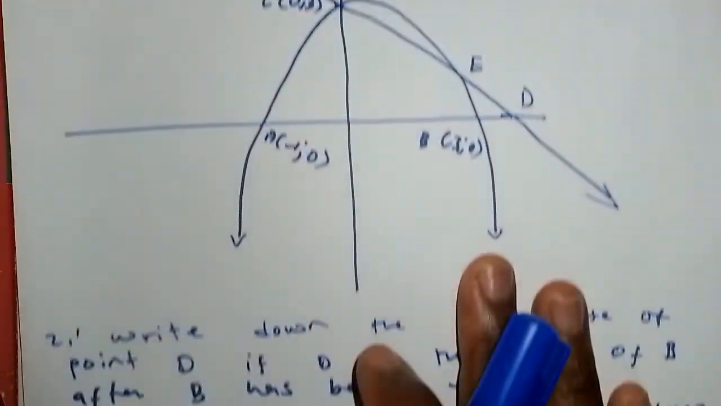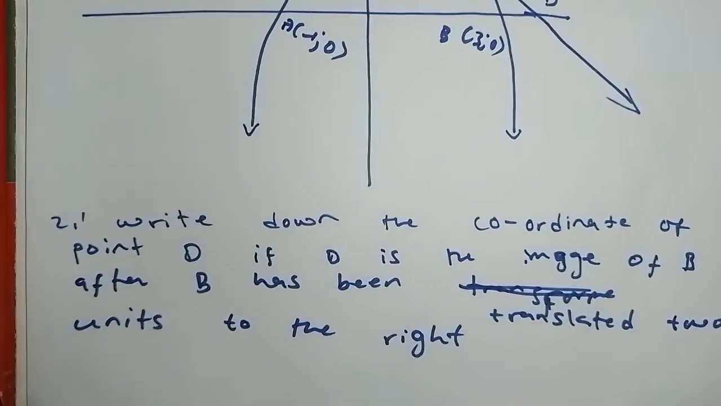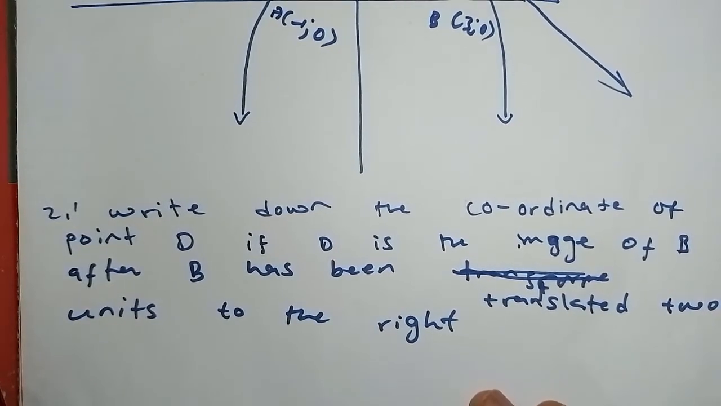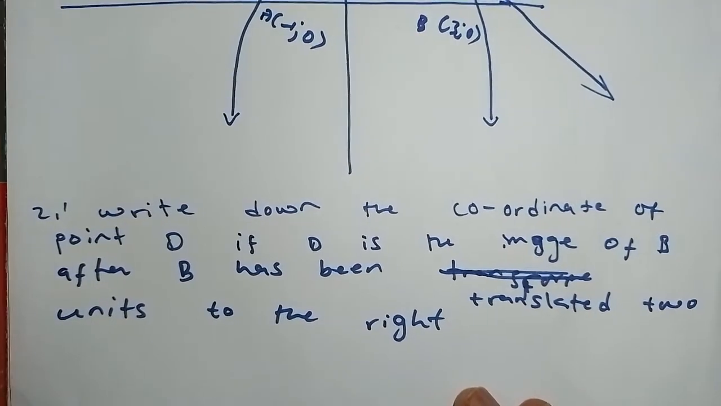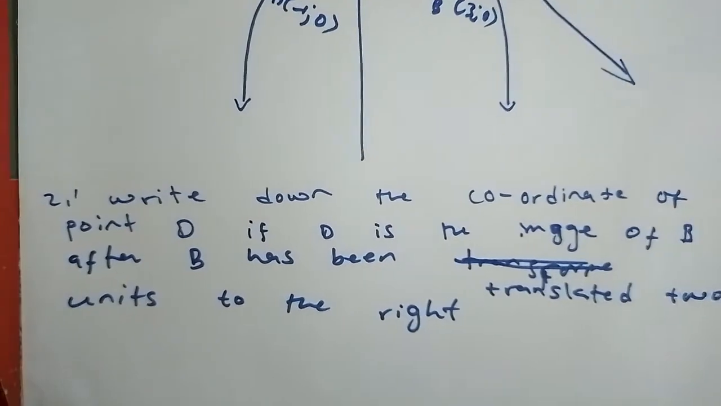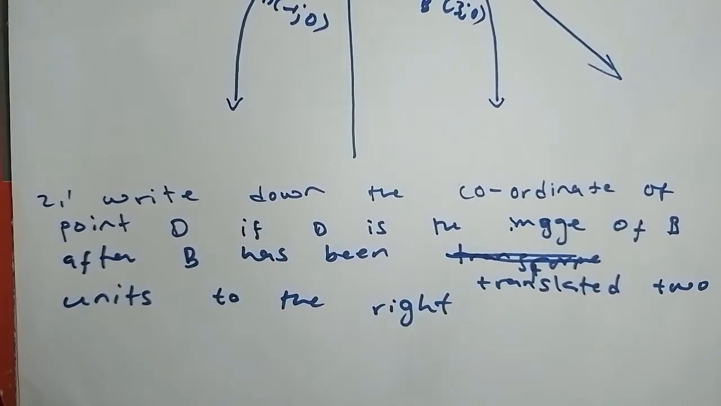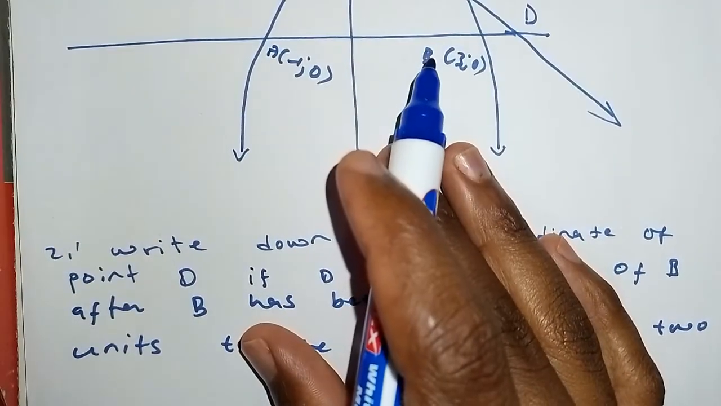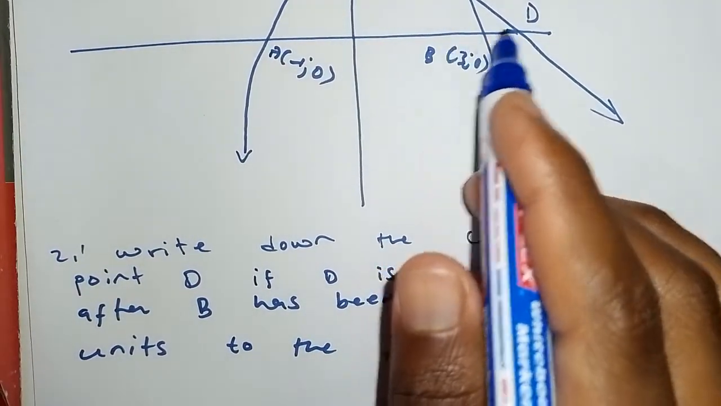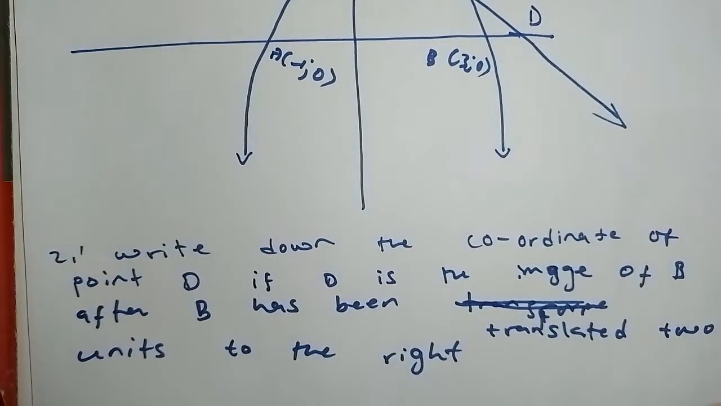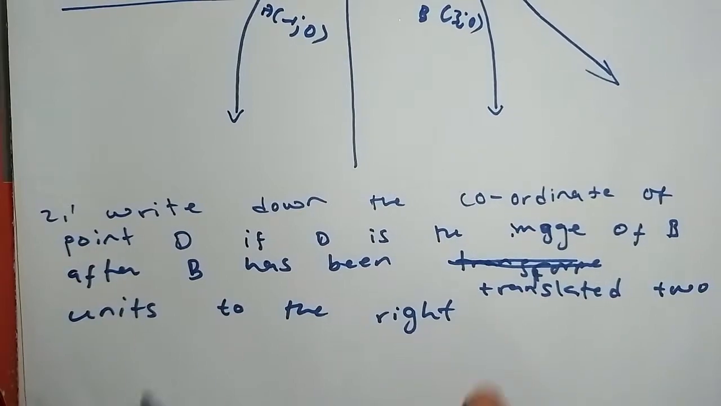And then the first question: write down the coordinates of point D if D is the image of B after B has been translated 2 units to the right. Translated means shifted 2 units to the right. The shifting of the graph 2 units to the right, if you have these coordinates of B, they say D is the image of this after this has been shifted 2 units to the right, going that side. To the right, you always add, right?